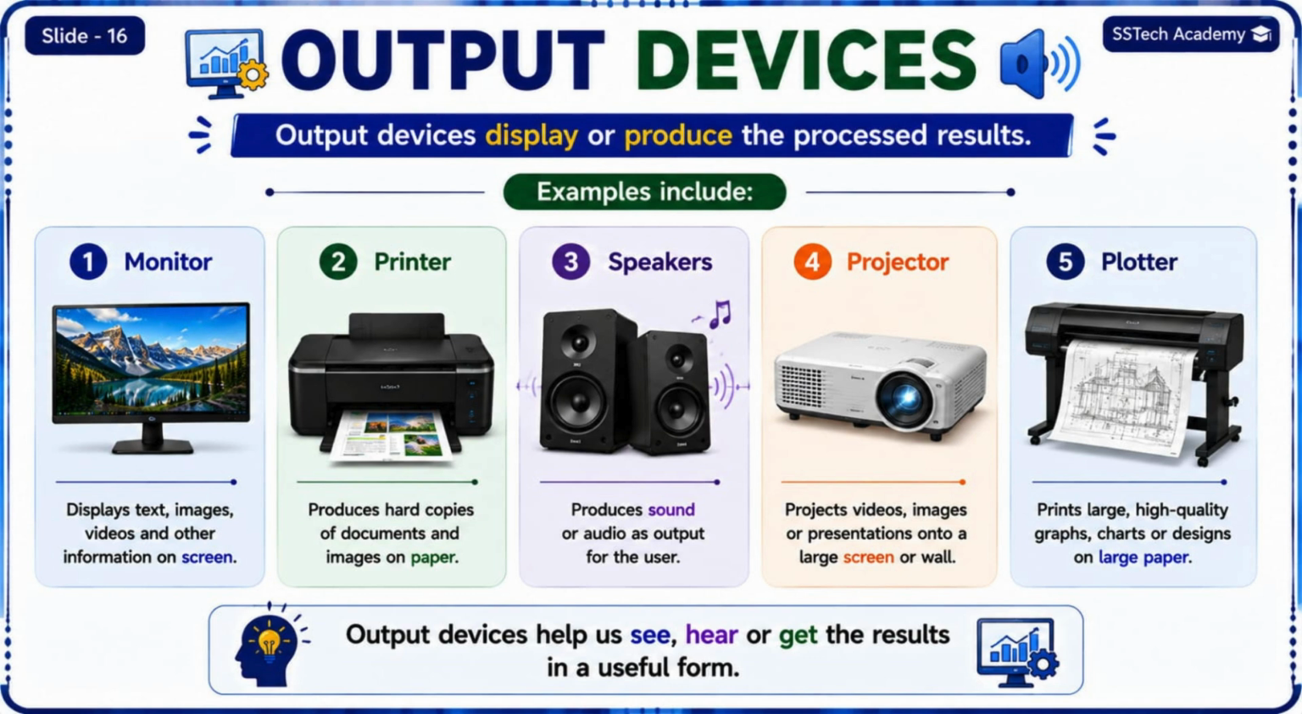A monitor displays text and images, a printer produces documents on paper, speakers produce sound, and a projector displays images or videos on a large screen. In simple words, output devices help us see, hear, or receive the results from a computer.